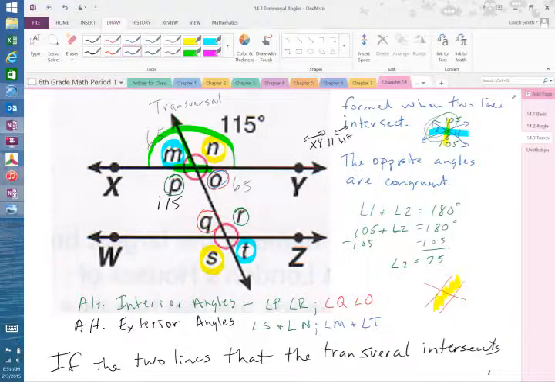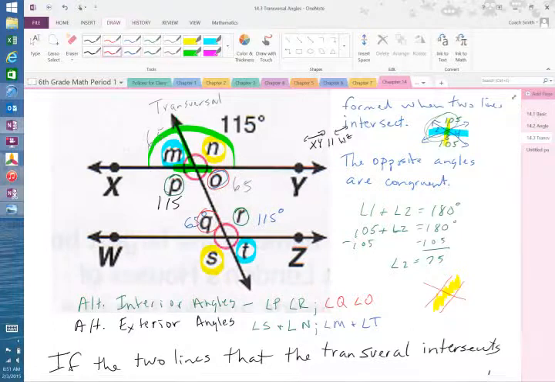No. They're alternate interior angles. The two lines are parallel. Emily, what do you think? 65 degrees. They have to be the same. The alternate interior, these two right here have to be the same, and these two right here have to be the same. And so that means angle R is 115 degrees.